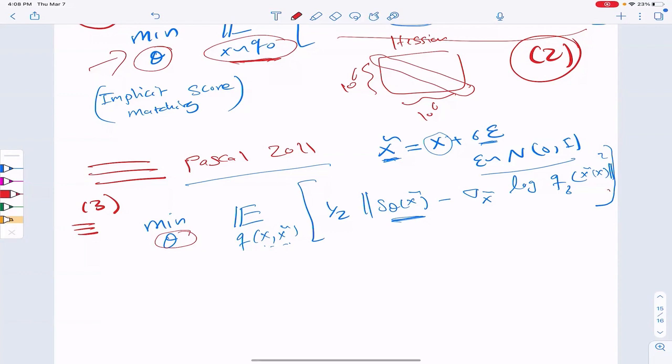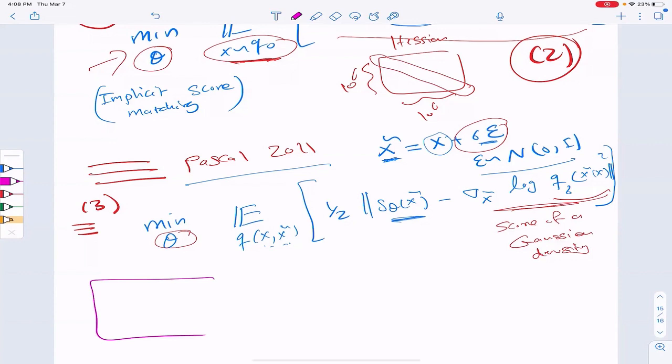But what is this guy? The conditional density is a Gaussian density, because that's the Gaussian noise I'm adding. It's the score of a Gaussian density. What is the score of a Gaussian density? Let's look at just normal for now. It's a side note.